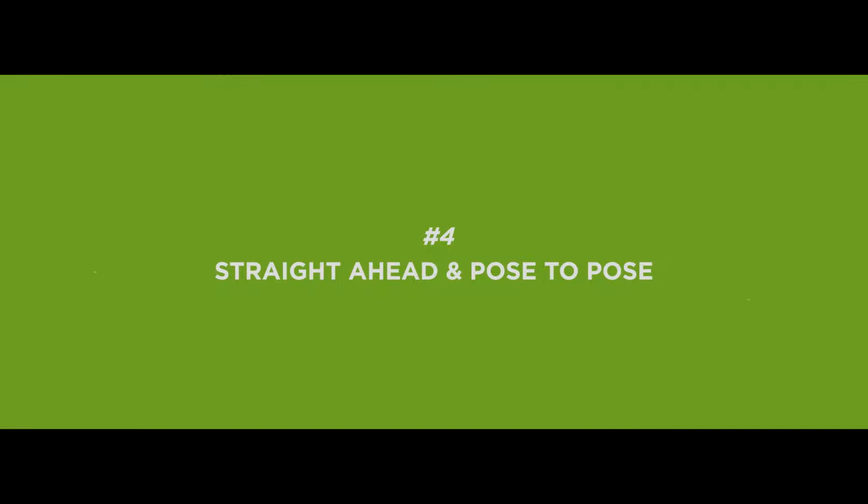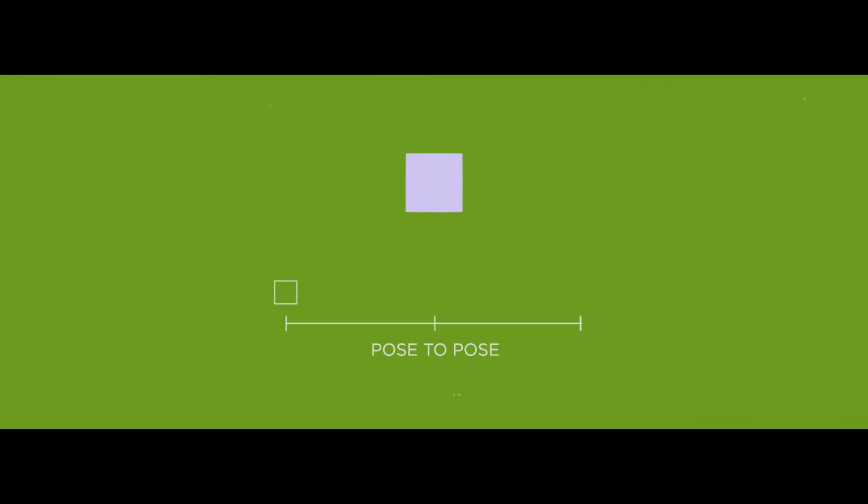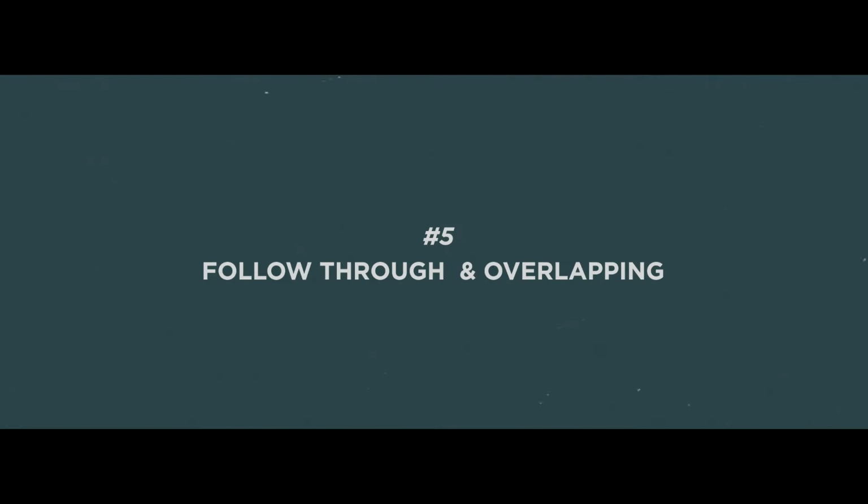Straight ahead and pose to pose. Pose to pose is charted with key drawings done at intervals throughout the scene. Straight ahead animation starts at the first drawing and works drawing to the end of a scene. Follow through and overlapping. When the main body of the character stops, all other parts continue to catch up to the main mass. Nothing stops all at once.